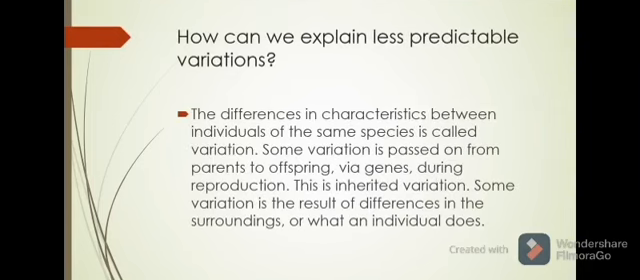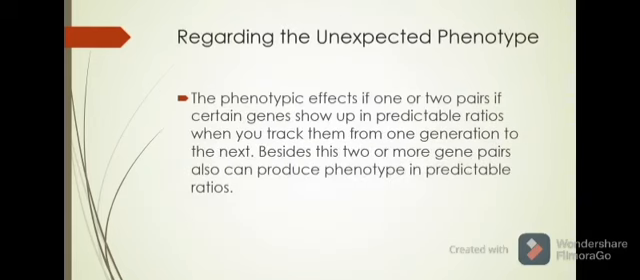So how can we explain less predictable variation? The differences in characteristics between individuals of the same species are called variation. Some variation is passed on from parent to offspring via genes during reproduction. This is inherited variation. Some variation is the result of differences in the surroundings or what an individual does.